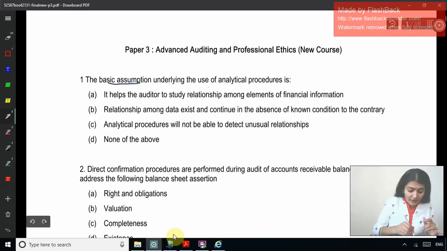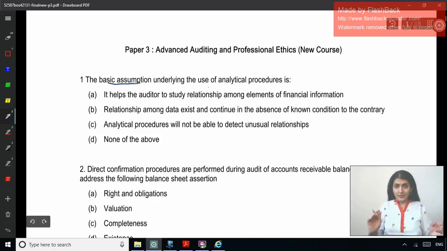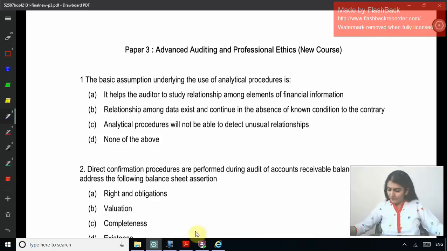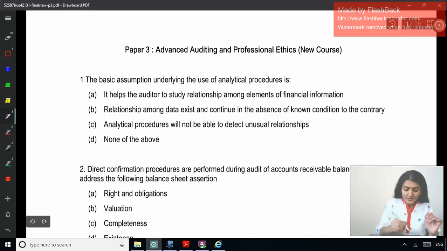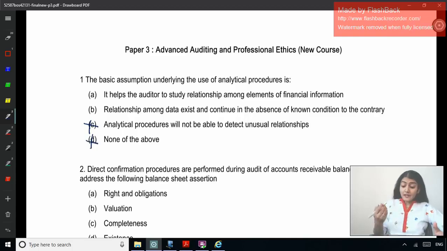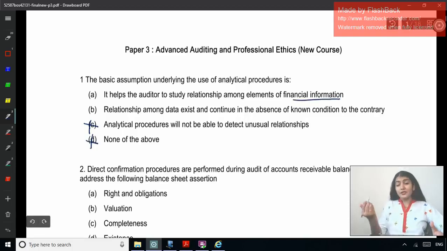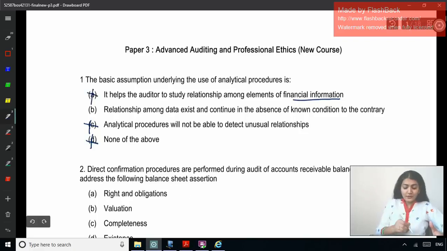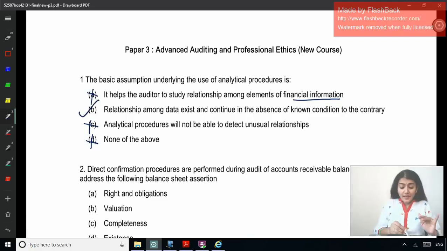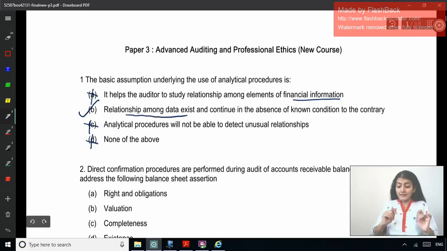Analytical procedures will not help to detect unusual relationships? No, that won't be it. Rather it helps you to detect unusual relationships. None of the above? No. It helps the auditor to study relationship among elements of financial information, not only financial but also non-financial information. So this one also won't be the correct one. It is on the basic assumption that the relationship among data exists and continues in the absence of known evidence to the contrary.